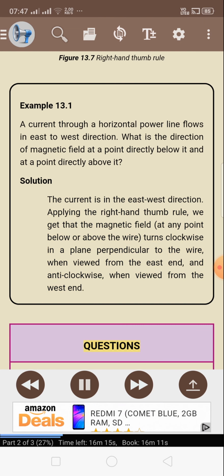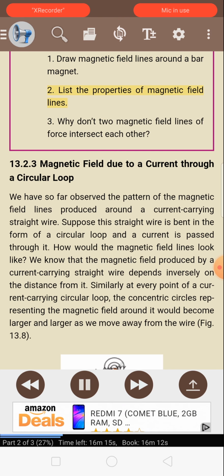Questions. 1. Draw magnetic field lines around a bar magnet. 2. List the properties of magnetic field lines. 3. Why don't two magnetic field lines of force intersect each other?